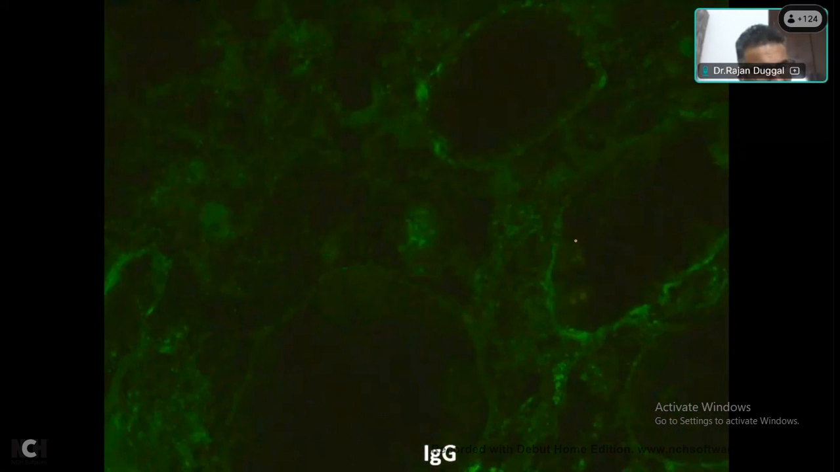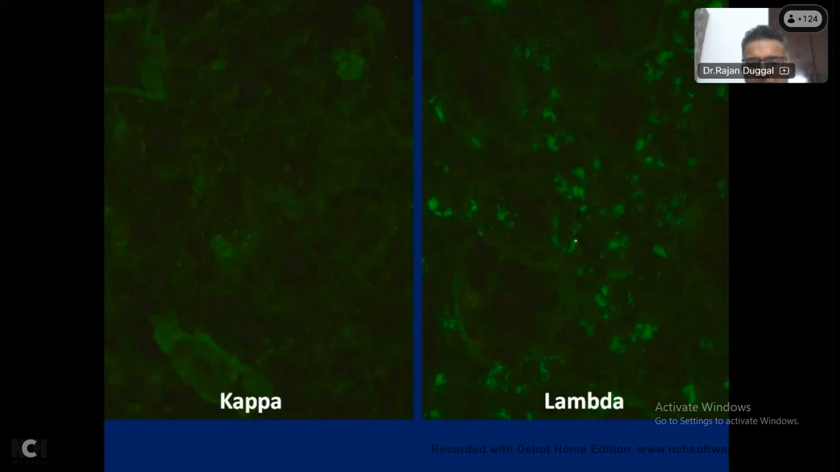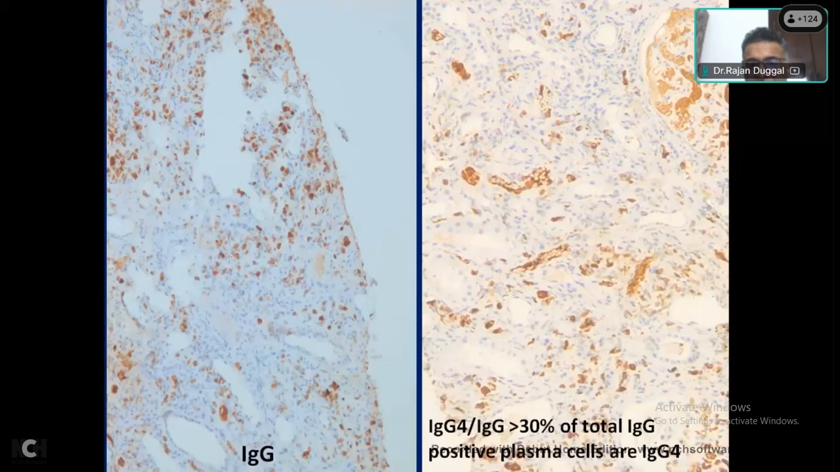Okay. So kappa lambda. It was interesting that in kappa lambda, the lambda was showing some positivity in these plasma cells, but there was no significant positivity in kappa. So I will not go into that. We got the serum free light chain assays also, which were not showing any restriction. So for IgG, all these plasma cells were highlighted by IgG, and we did an IgG4 stain, and IgG4 constitutes more than 30% of these plasma cells which are IgG positive. They are positive for IgG4 stain.